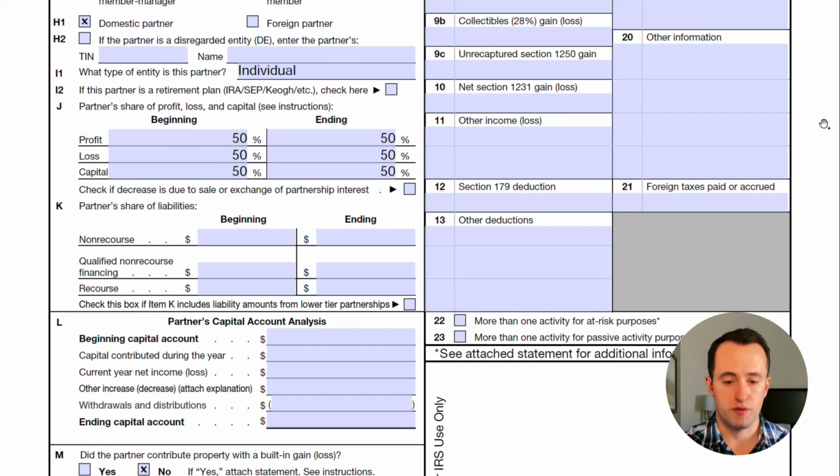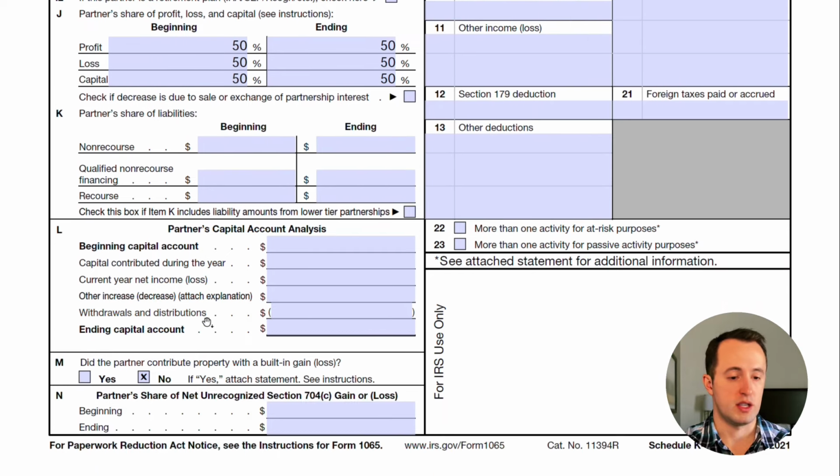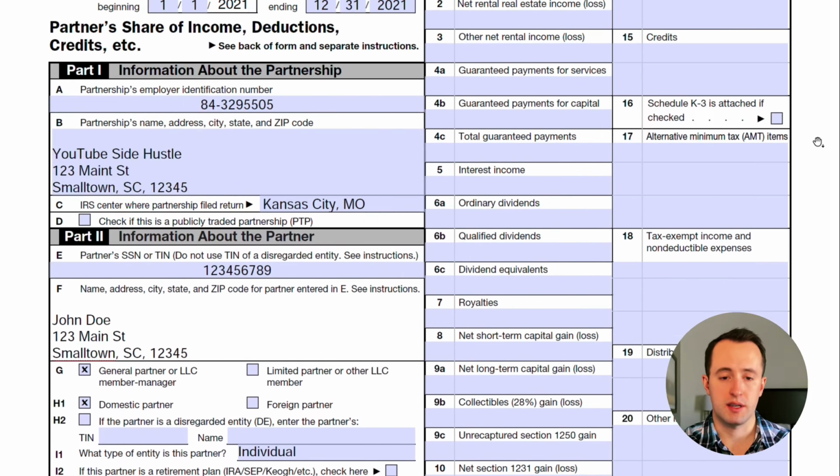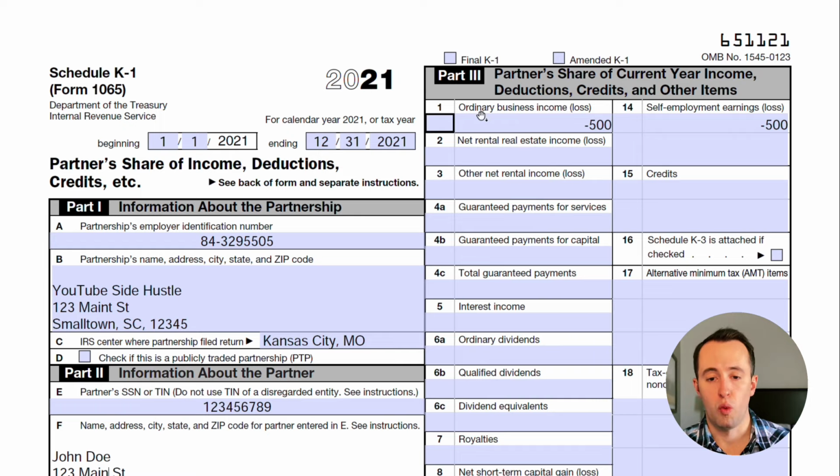So really the rest of the form is actually quite simple. Did the partner contribute property with a built-in gain or loss? If you didn't purchase property over the past year, you're going to check no for item M. Item N, the partner's share of net unrecognized section 704(c) gain or loss, is not going to be applicable for the majority of people. So we can continue up to the top again to line 1.